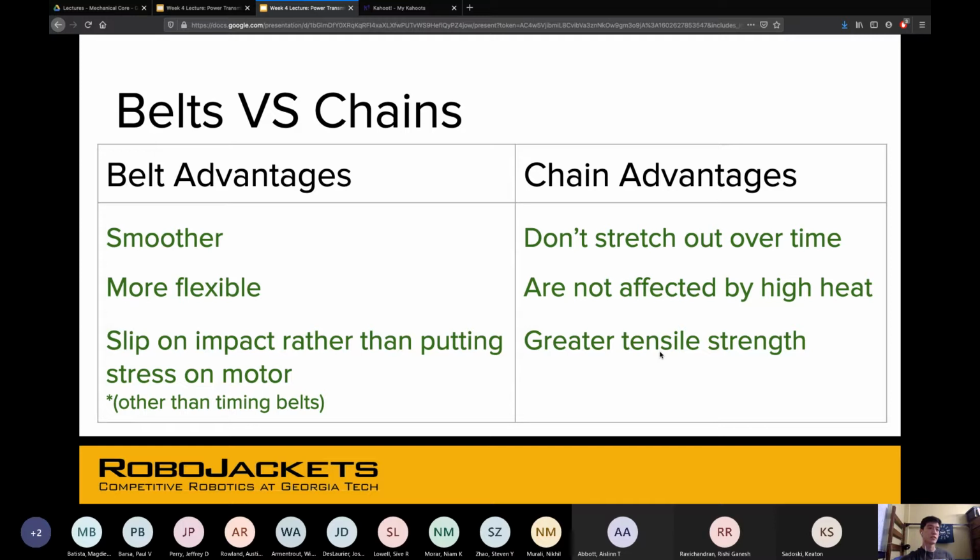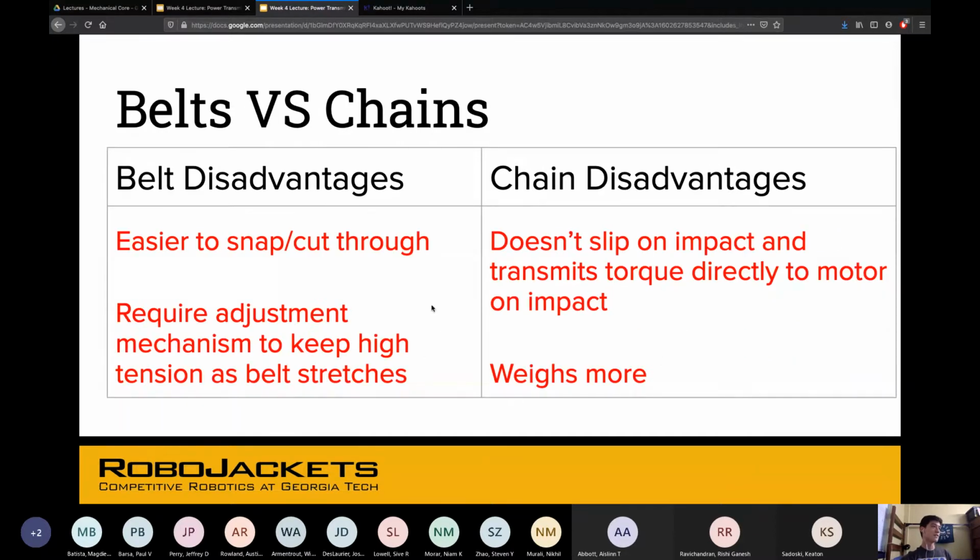And then greater tensile strength. If you think about that flat belt, if you pulled on it too tight, it would probably snap, which would be pretty bad if anyone was standing next to it. But with chains, you can pull on them real hard before they're ever going to think about breaking. You'd probably break whatever's pulling before you broke the chain. And then disadvantages. Belts are easier to snap or cut through. Again, if that flat belt got a hole in the middle of it and you keep running it, it's eventually going to snap.